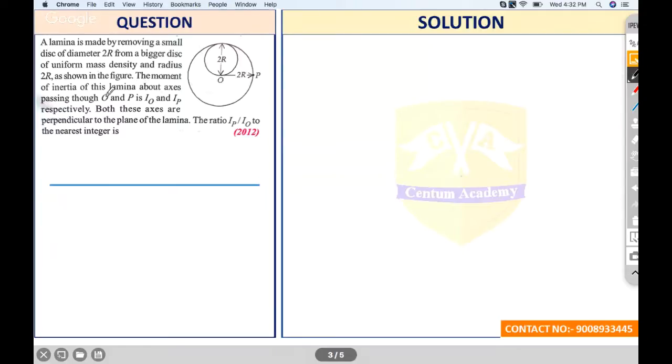The moment of inertia of this lamina about the axis passing through O and P is I0 and IP respectively. So moment of inertia about the axis that passes through O and is perpendicular to this plane, that is I0, and IP is the moment of inertia about the axis which passes through P. Both these axes are perpendicular to the plane. The ratio of IP by I0 is what?